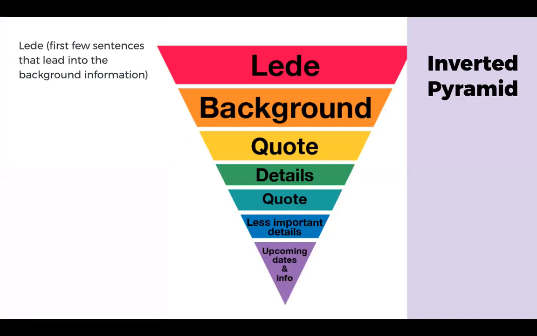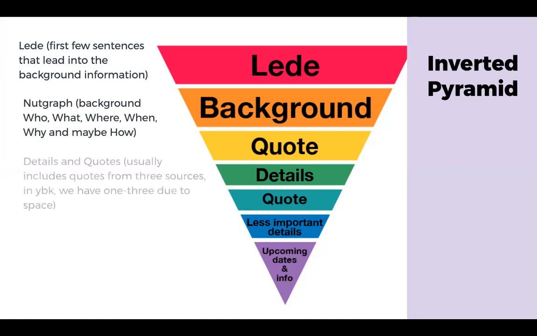So the inverted pyramid, this is where your story begins. So this is after your headline and your subhead, and if you're including a byline, great. So this is afterwards. Our lead is the first few sentences that really grab the reader's attention and then lead into that background information. The background information is in the paragraph called the nut graf. So this is the who, where, why, when, how. And I call that the 5 W's and an H.